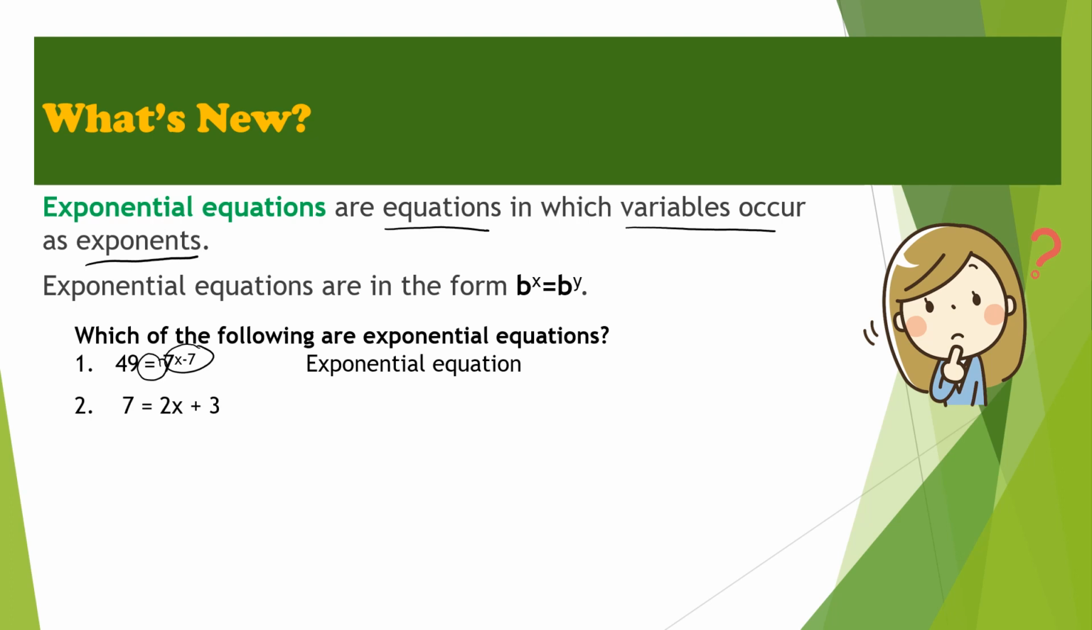Number 2, 7 is equal to 2x plus 3. Number 2 is not an exponential equation. Why? Because there is no variable that occurs as an exponent. Number 3, 3 raised to x is equal to 3 raised to 2x minus 4. Number 3 is an exponential equation.